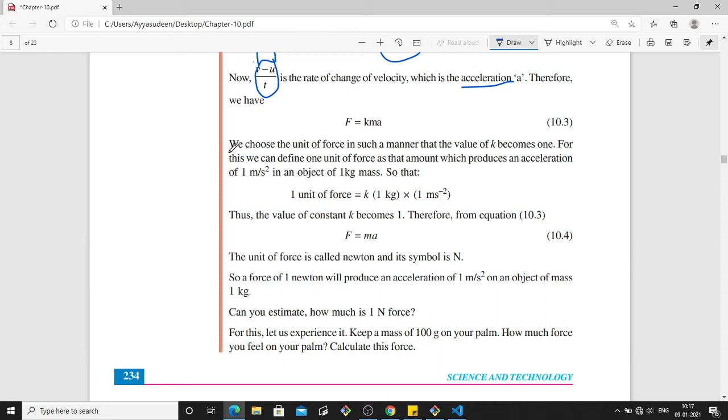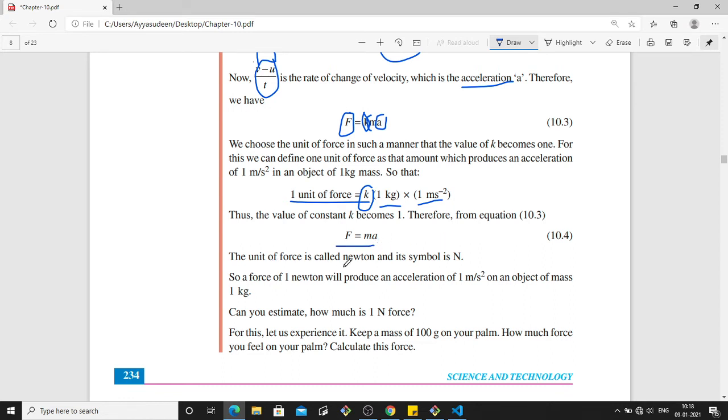Now we choose the unit of force in such a manner that the value of K becomes 1. So we can define 1 unit of force as the force which produces an acceleration of 1 meter per second square with 1 kg mass. Let's substitute this here: 1 unit of force, 1 kg, 1 meter second power minus 2, and so this K will become 1. If K becomes 1, it will become F is equal to m a.